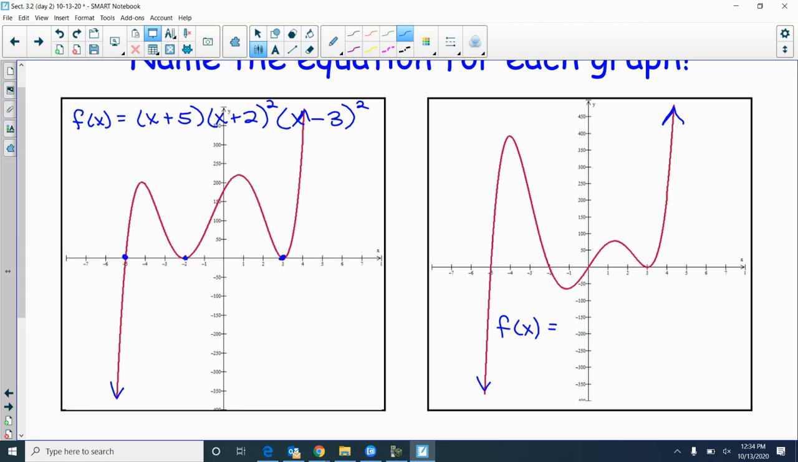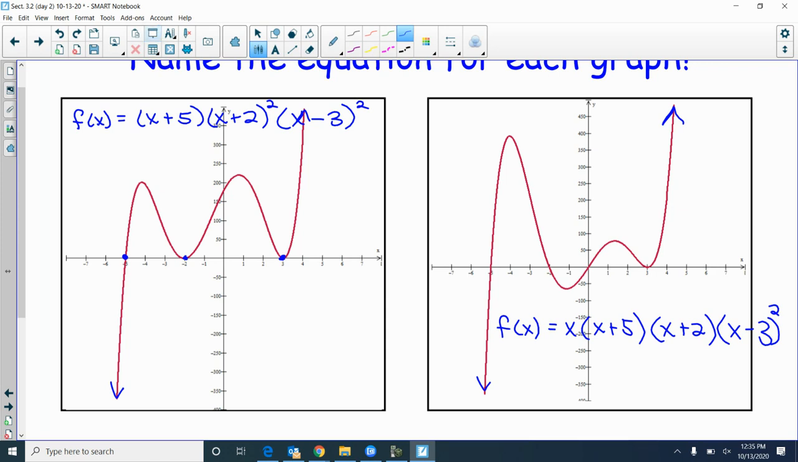Jackson, what do you got? I have X on the outside, and then X plus 4, X plus 2. All right, that's a -5, so I'm going to make it X plus 5. Then what'd you have? X plus 2, and then X minus 3 squared. All right, good. Technically, it doesn't matter where that X goes.